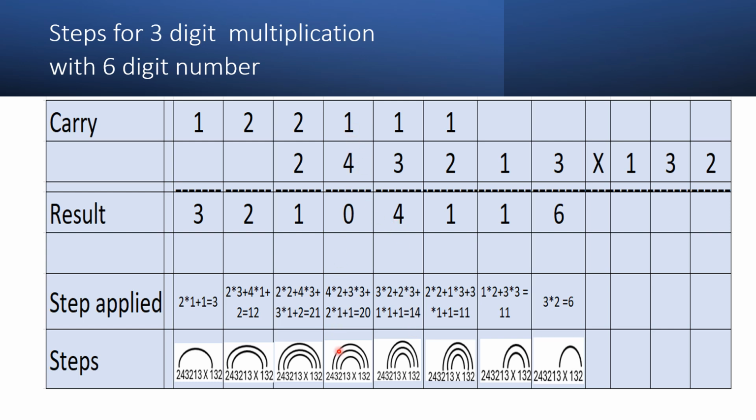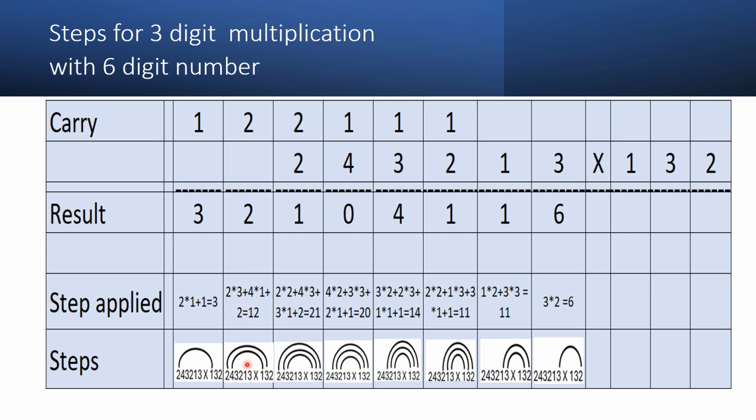And similarly you can have the pairing of 432 into 132, which calculates to 20. You will keep the 0 here and carry forward the number 2 to the next digit. And here you have a pairing of 243 with 132, which results to 21, and the result is 1 and carry forward the number 2 towards the next number.